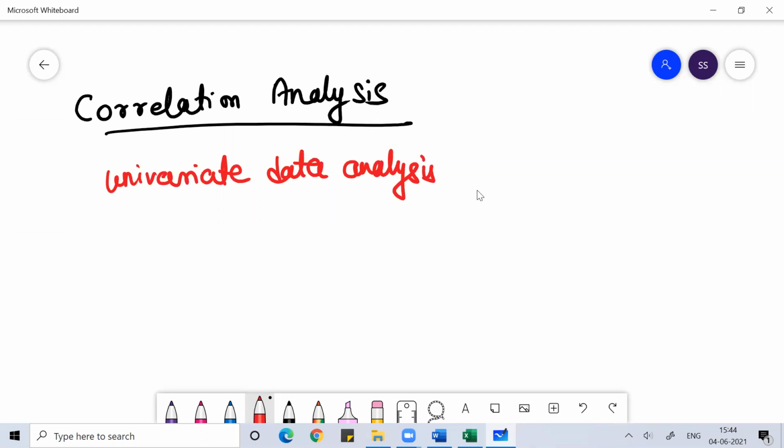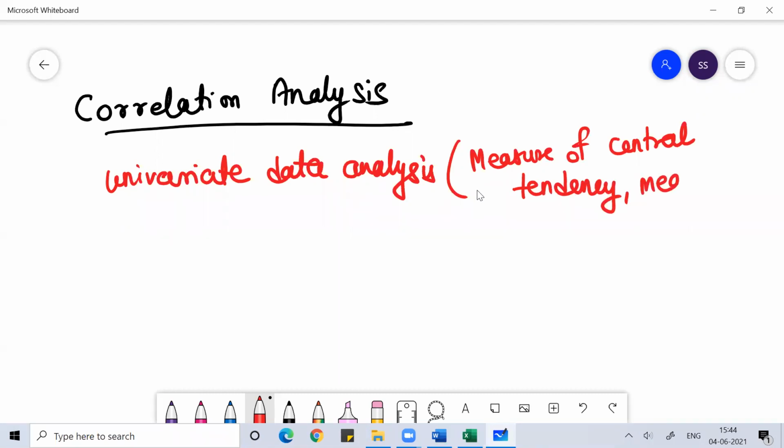In statistics, we studied the measure of central tendency, I hope you remember. Then we did the measure of dispersion. We also did the measure of skewness. Those were basically univariate data analysis, where we focused on one variable and did analysis on that variable. We tried to understand the general behavior of that variable. That we have done till now.